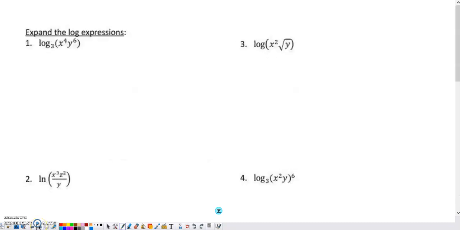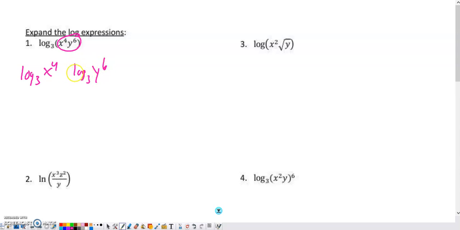First thing we're going to talk about is expanding a log expression. The first thing you want to do is identify if there's any quotients in the example. There are no quotients in this example, so we can skip that and go straight into talking about product. Is there anything being multiplied within the logs? And the answer is yes. We have x to the 4th and y to the 6th. So we're going to expand that. So now we have log base 3 of x to the 4th and log base 3 of y to the 6th.